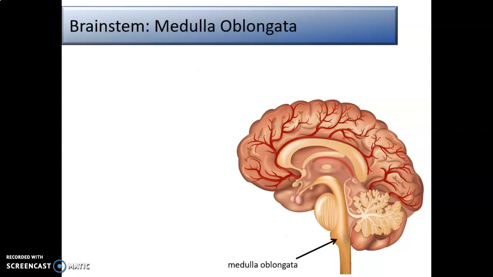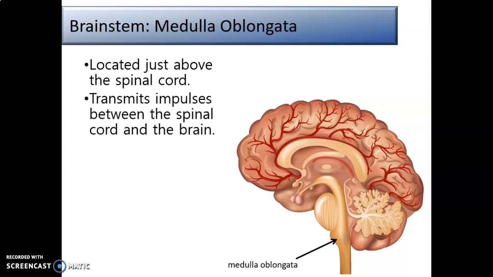Medulla oblongata, my favorite word. It's located just above the spinal cord. It transmits its impulses between the spinal cord and the brain. So think of your medulla oblongata as the first entrance of your neurons to enter your brain from the spinal cord and the peripheral nervous system. It's going to travel up. It's going to take those impulses and sort them to where they first need to go so that the next person can do their job and the next person can do their job.